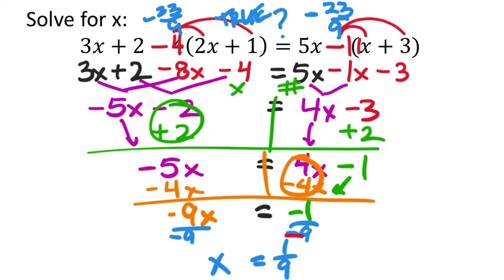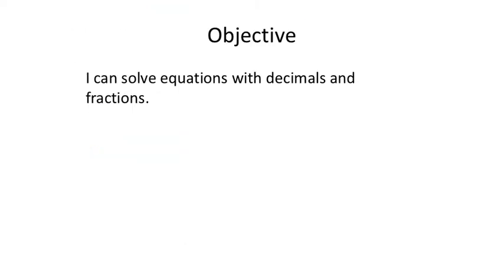And since it is true, that means that x equals 1/9 is the solution to this equation. But here's our objective: I can solve equations with decimals and fractions. So the only thing that's going to change, everything will stay the same. The process remains the same.